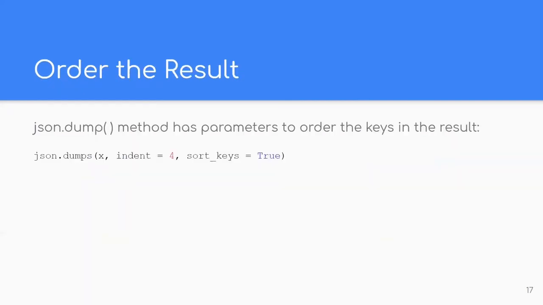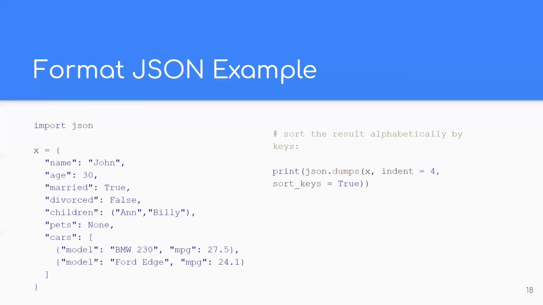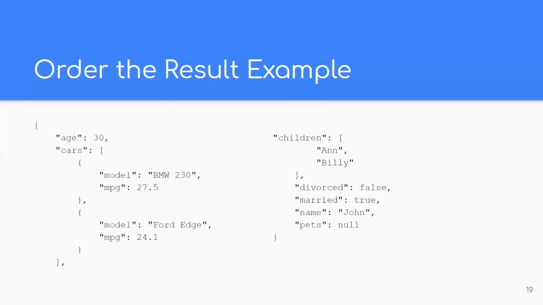You can also order the results in JSON. So the json.dumps method has parameters to order the keys in the result. So we sort the keys and we set this variable to true. This is an example where we sort the result alphabetically by keys, and the output will be just like this.